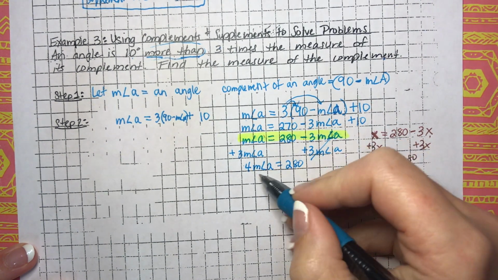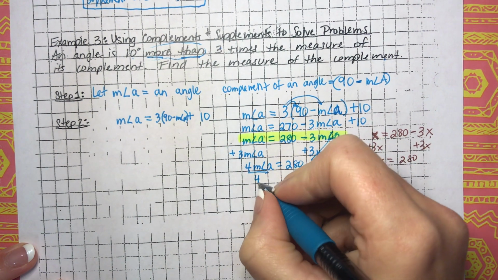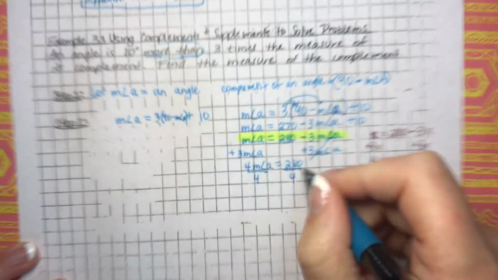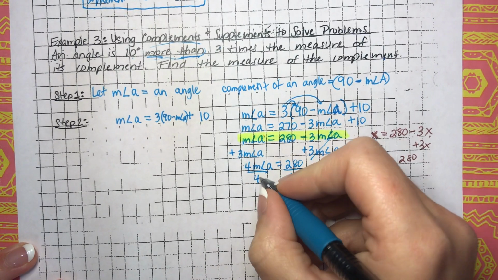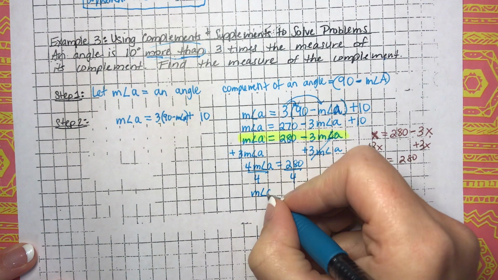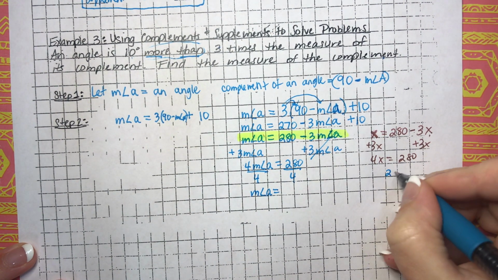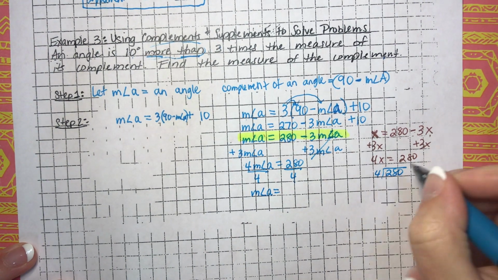And then this is 4 times, so we're going to do the inverse operation, which would be division property of equality to both sides. And 4 divided by 4 is 1. 1 times the measure of angle A is just the measure of angle A, equals 280 divided by 4. So I'm going to go over here, 280 divided by 4.